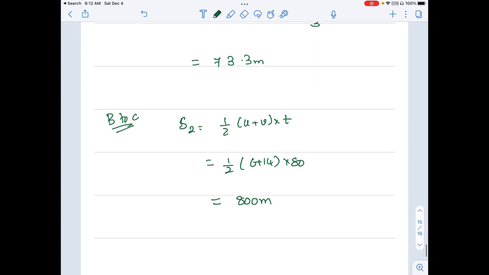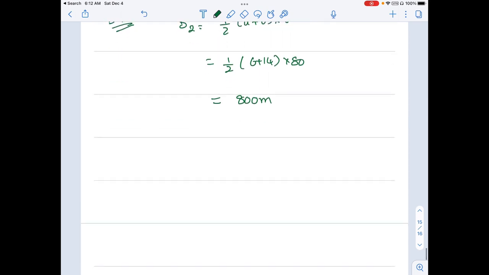If you still want to, you can do S is equal to ut plus half at squared. So now the total distance is S1 plus S2 plus 300. So S1 was 73.3 plus 800 plus 300. When I write it out in three significant figures, 1170 meters. That's going to be the answer.